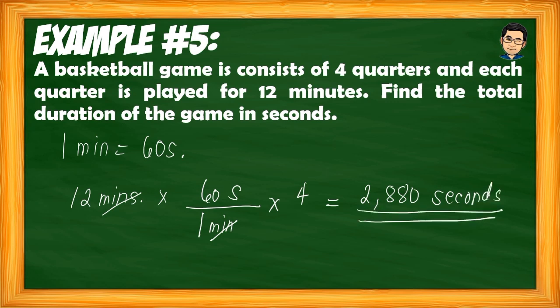So, again, yung 4 po dito, ito po yung dun sa quarters. Ayan. Kung 1 quarter lang po kasi ang tinatanong niya, yung product lang po ng 12 tsaka 60. Pag naman 2 quarters, instead of multiplying by 4, multiply naman natin by 2.